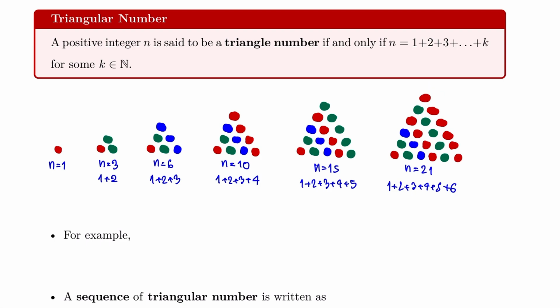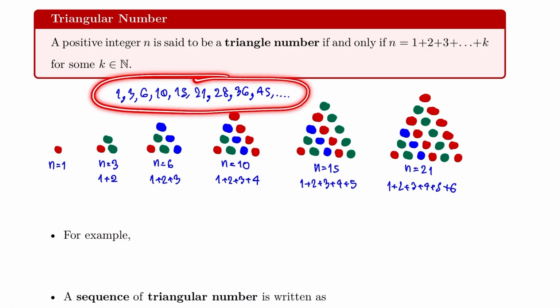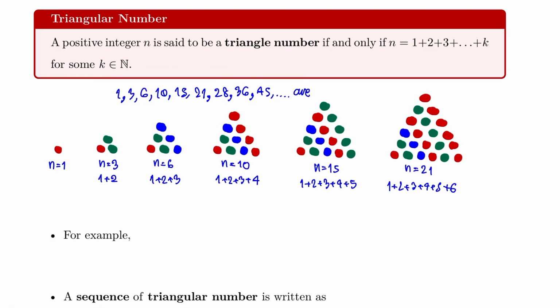Okay, as you can see, these numbers 1, 3, 6, 10, 15, 21, and next you can guess 28, next plus 8, 36, next plus 9, 45. These are called triangular numbers.